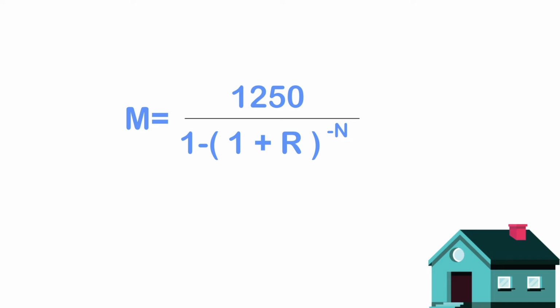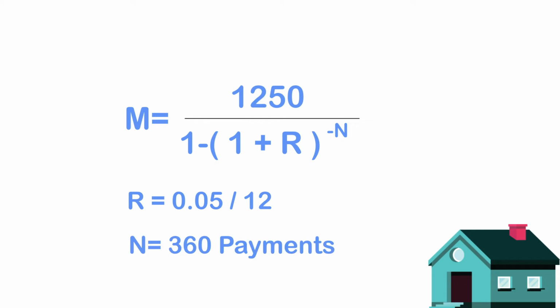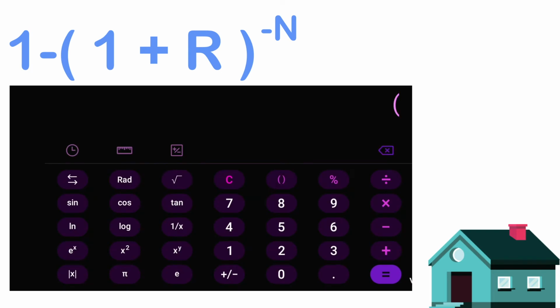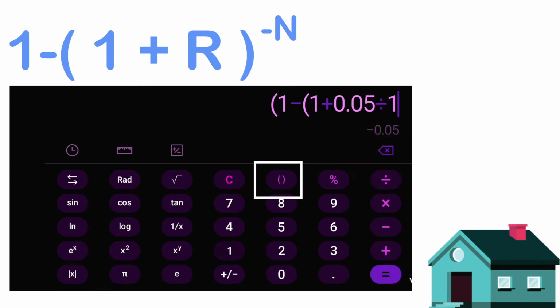Well, we already know that R equals 0.05 divided by 12, and we know that N equals 360. So let's plug in those numbers to the bottom half of the equation. I'll show you what it looks like on the calculator. First, add your parentheses in. Then, type in the number 1 minus parentheses 1 plus 0.05 divided by 12. Click the parentheses again to close the parentheses.